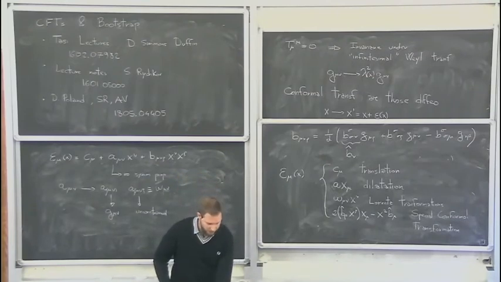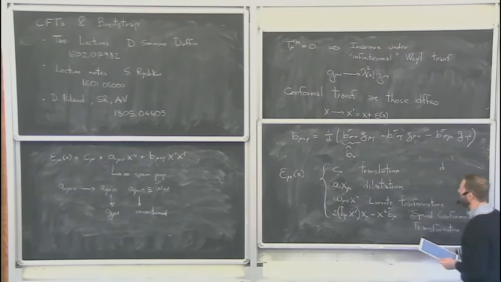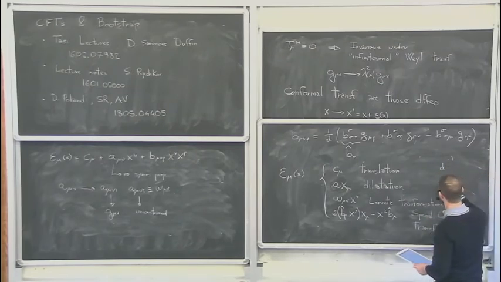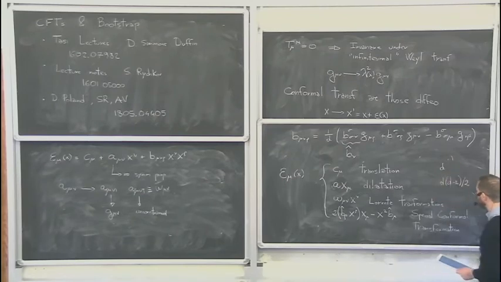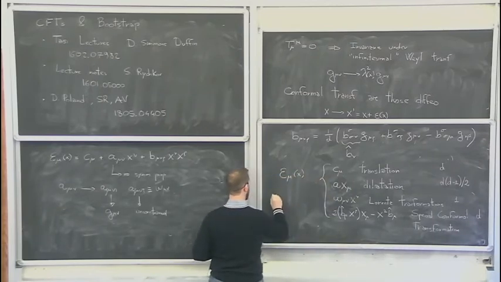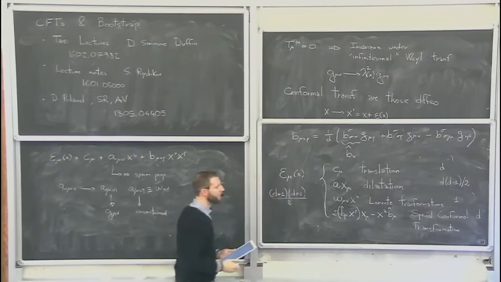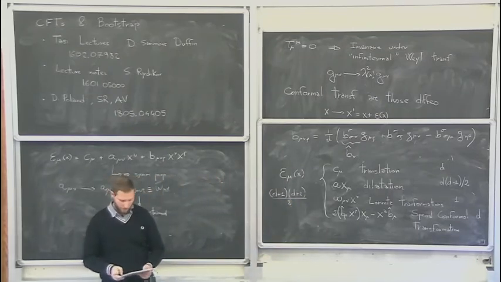So let's count, for instance, the parameters. These are D. These are D, D minus 1 over 2. This is 1. And these are again D. So in total, there are only D plus 1, D plus 2 over 2 parameters. Okay.